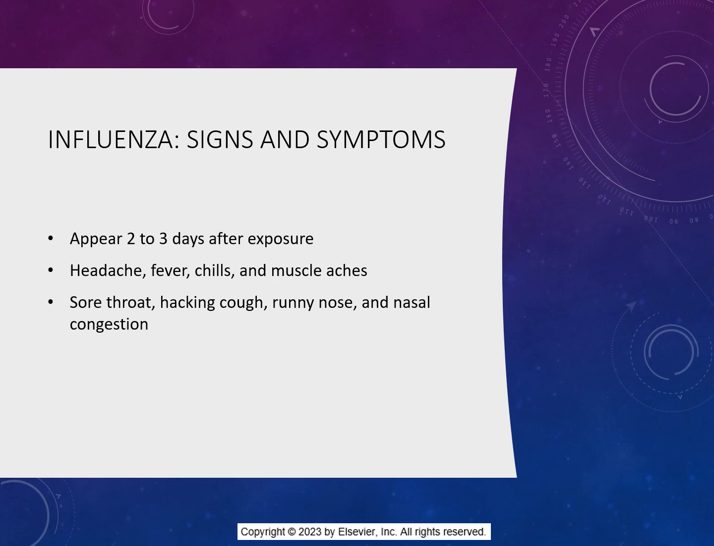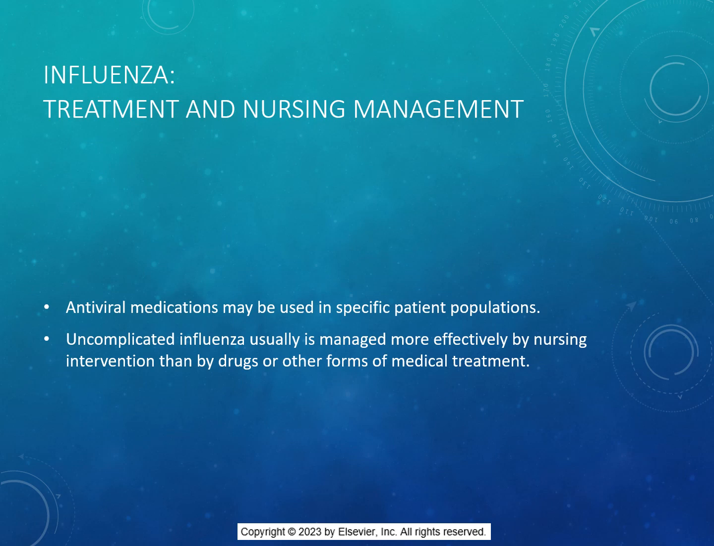Diagnosis is usually based on clinical findings. To confirm this diagnosis, a viral culture, serology, rapid molecular assays, or rapid influenza diagnostic tests that are antigen detection assays can be used. Antibiotics are given only if there is evidence of bacterial infection secondary to the viral infection. Bacterial pneumonia is a potential complication of influenza. Antiviral medications can be used in specific patient populations.